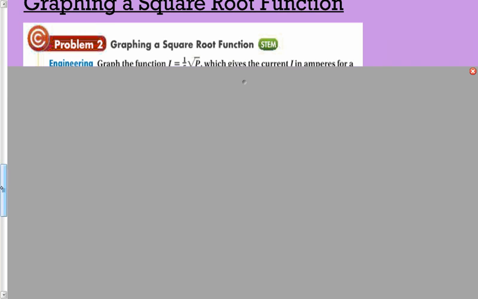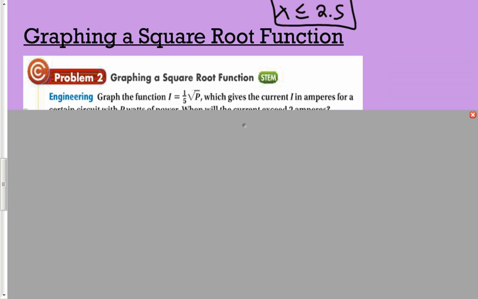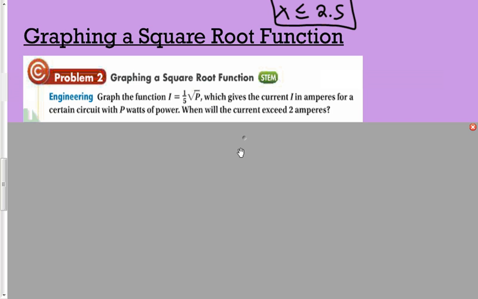But graphing a square root function in general. So here's an example, a real life example. It says graph the function I is equal to 1/5 times the square root of p. So that'd be like y and x instead of I and p. But in this case, I is the amperes. I'm not even sure how that's pronounced.